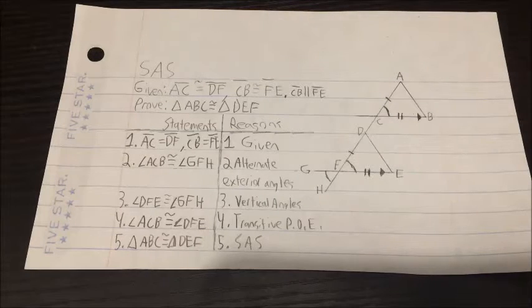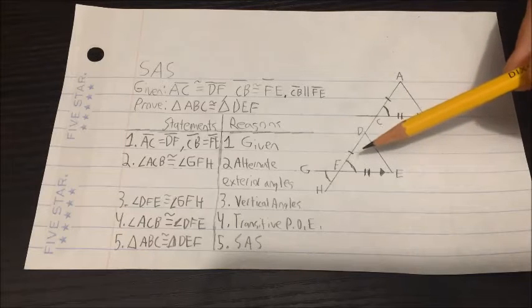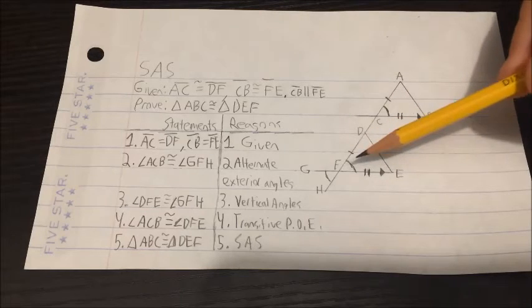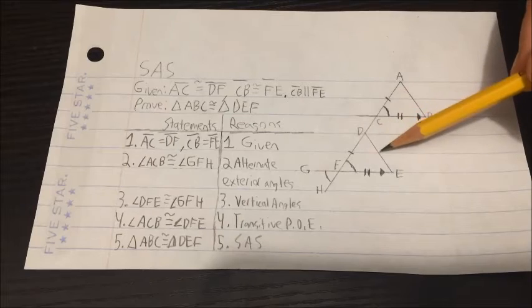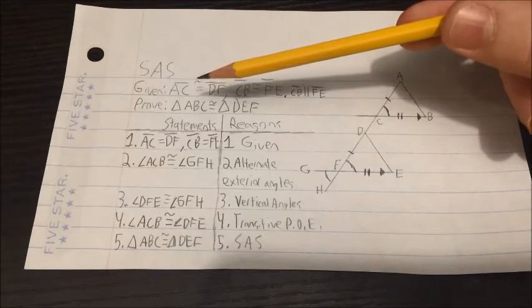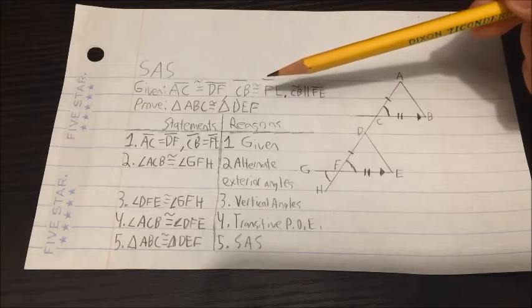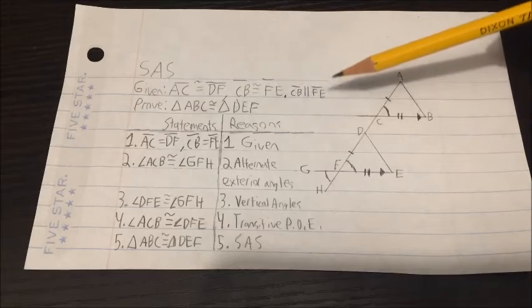The second method of solving triangle proofs is side, angle, side. In side, angle, side, if you can prove that two sides and the adjoining angle of one triangle are congruent to the two sides and the adjoining angle of another triangle, those two triangles are congruent. In this proof, we are given that AC is congruent to DF, CB is congruent to FE, and CB is parallel to FE.